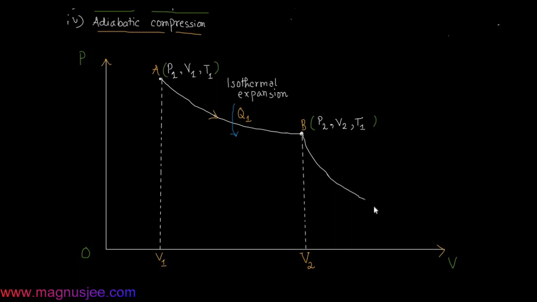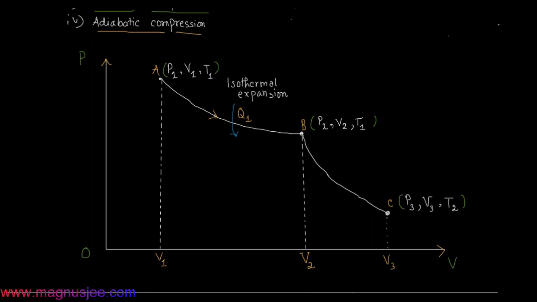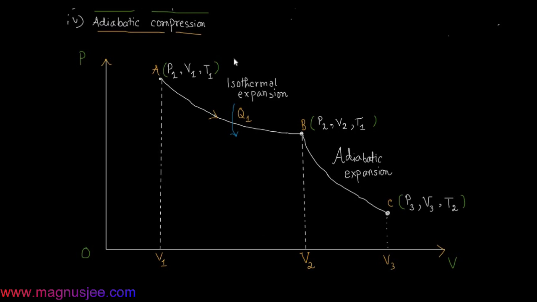Now the gas will undergo adiabatic expansion from the point B to C, in which the state of the gas changes from P2, V2, T1 to P3, V3 and T2. The temperature of the gas changes from T1 Kelvin to T2 Kelvin. From the point C, we can draw a normal on the volume axis at the volume V equal to V3. And this is adiabatic expansion. From B to C, the gas will undergo the process of adiabatic expansion.